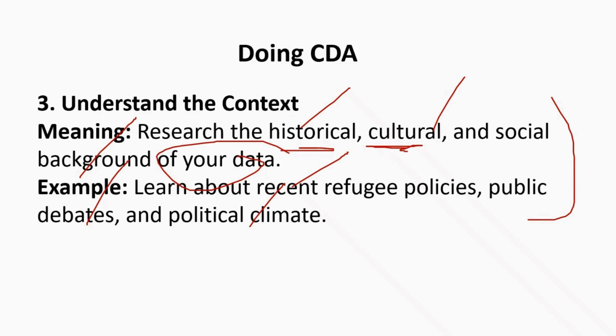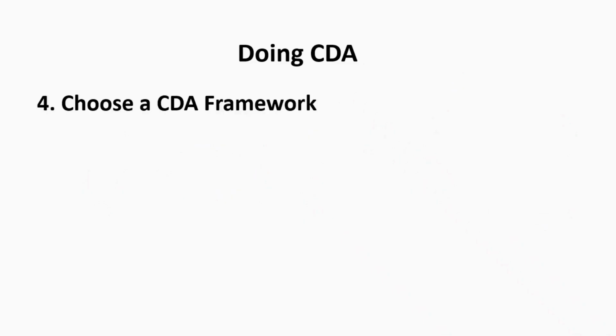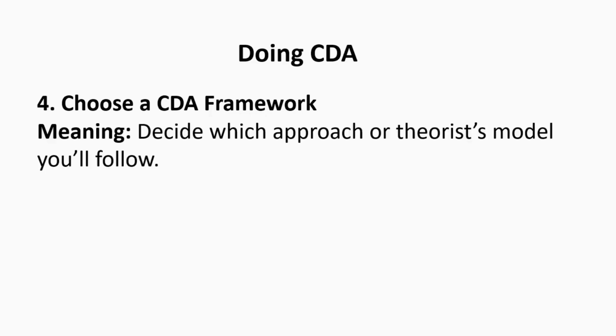The next step is to choose a CDA framework. First, you have identified the research problem, you have collected the data, you have considered the historical background and the context. Now, the fourth one is to choose a framework. Which framework, which methodology, which method are you going to apply to do critical discourse analysis? Decide which approach or theoretical model you would follow for your analysis.